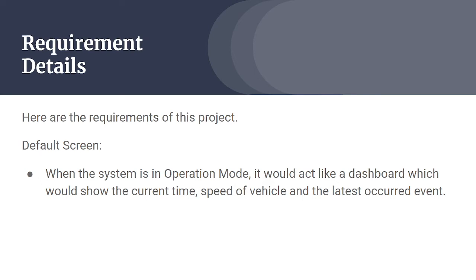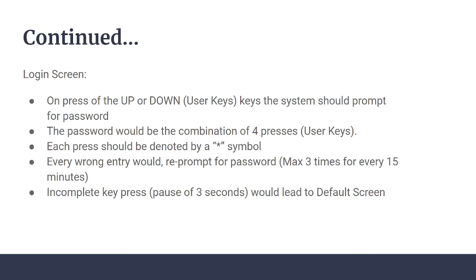So first is default screen. When the system is in operation mode, it would act like a dashboard which would show the current time, speed of vehicle and latest occurred event.